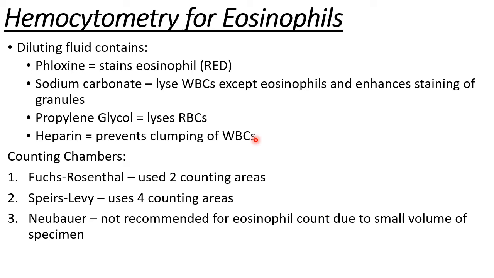Okay. For the hemocytometry of your eosinophils, kakaiba yung ating gagamitin na reagents. The diluting fluid may contain the following. Number 1, yung phloxine. Phloxine will stain the granules of your eosinophil as red in color. Sodium carbonate naman, ilalyze niya o i-burst niya lahat ng WBC except the eosinophil. So, better, no? Matitira lang si eosinophil to count. And then, para naman sa other cells, RBC lysis, yung ating propylene glycol. And para hindi magdikit-dikit yung ating mga eosinophil, we make use of heparin.